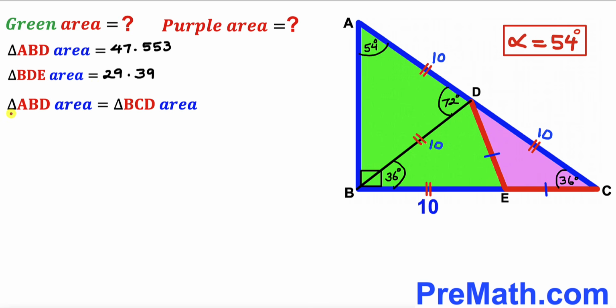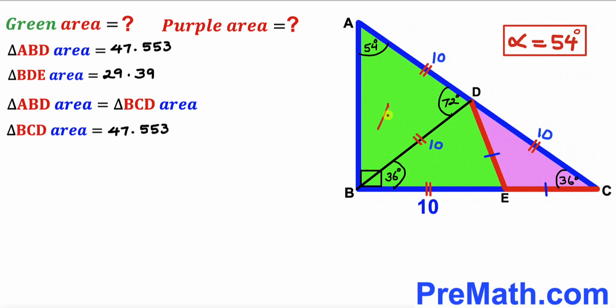And now let's make an observation. We can see the triangle ABD area is going to be equal to the triangle BCD area. Here is our triangle ABD, and this is our triangle BCD, and they have equal area since this segment length is equal to this segment length, and their height is the same. And we know our triangle ABD area is 47.553. So therefore our triangle BCD area is going to be 47.553 as well.